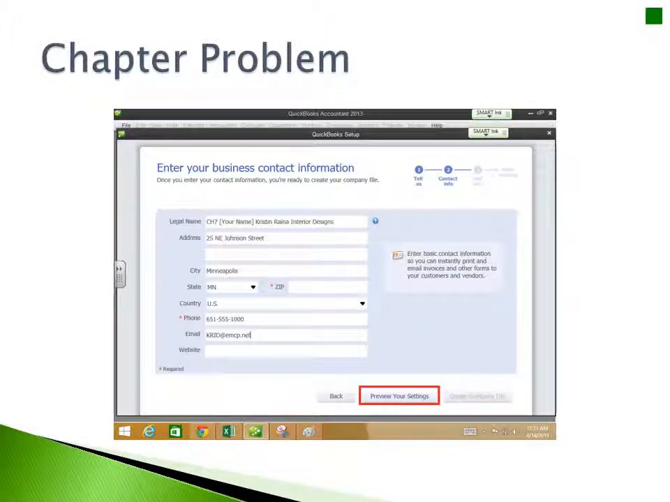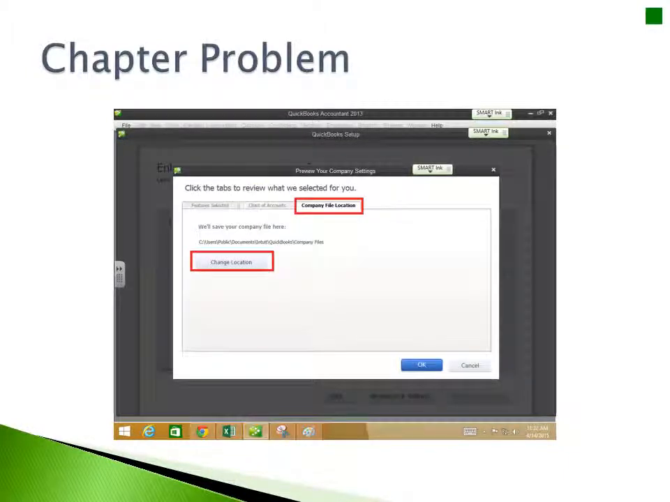The Company Name field is automatically filled in the Legal Name box. Type the address, city, state, zip, although I forgot to put in the zip, the country, phone, and email as shown on page 7-5. Then click Preview Your Settings.